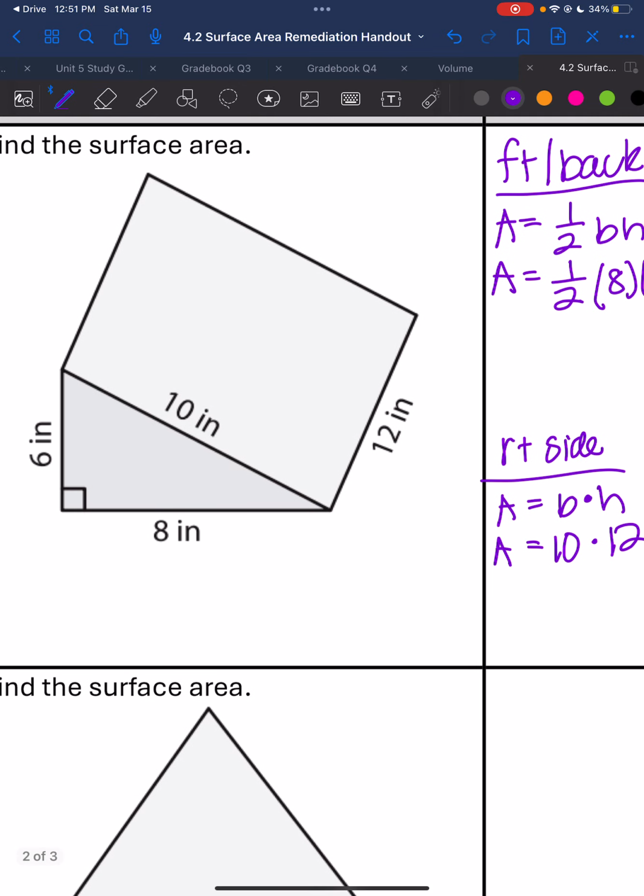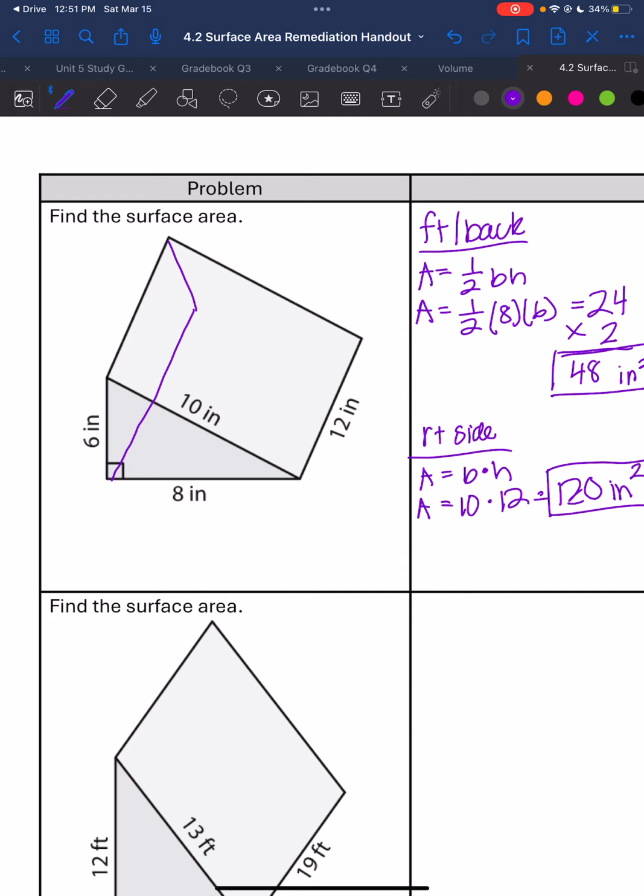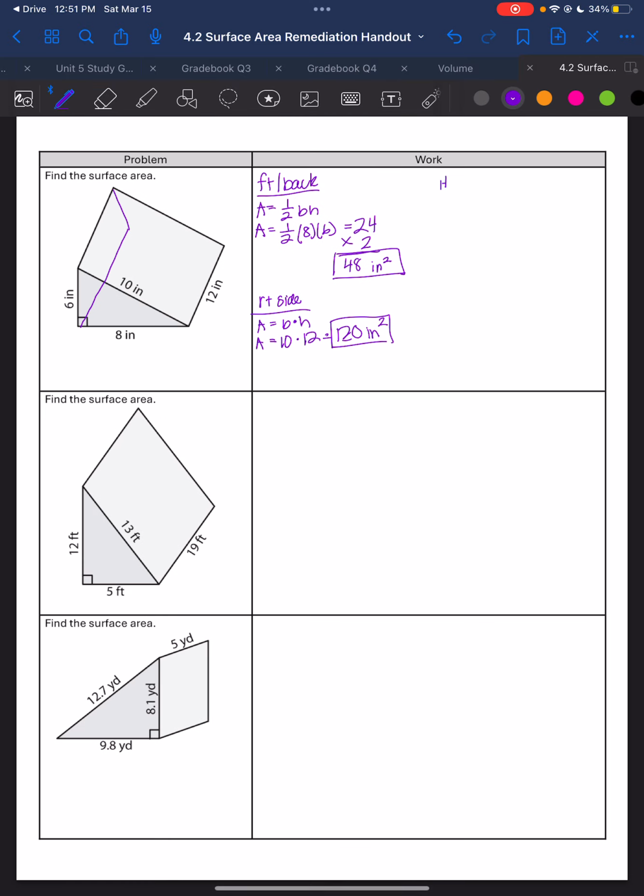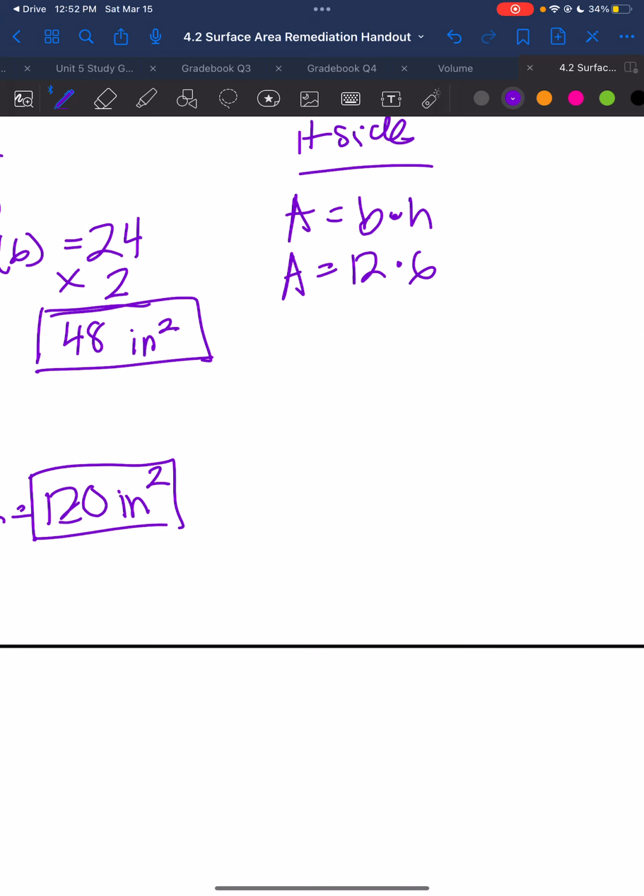Okay, next I'm going to do the left side. So when I find the left side, I know it's a rectangle. So the formula I'm going to use is base times height. My base is 12 and my height is 6. So area equals 12 times 6. And when I multiply 12 and 6 together, I get 72 inches squared.